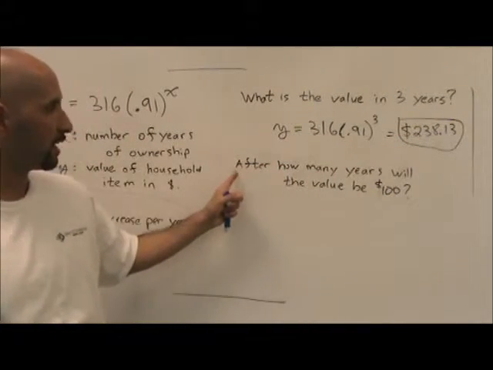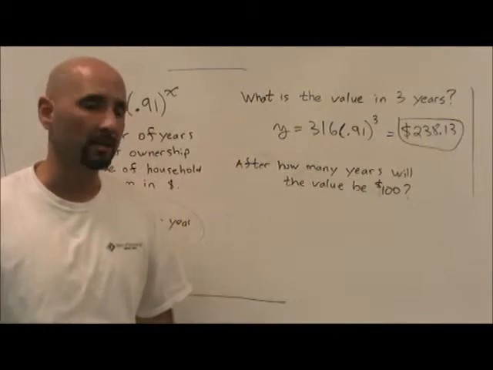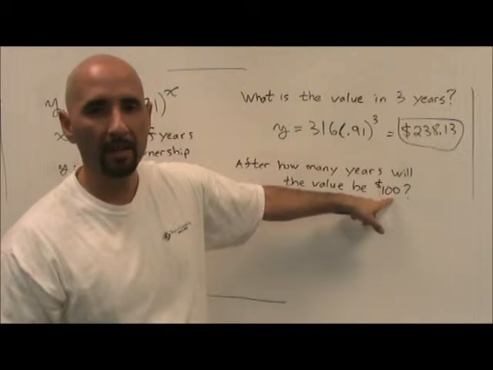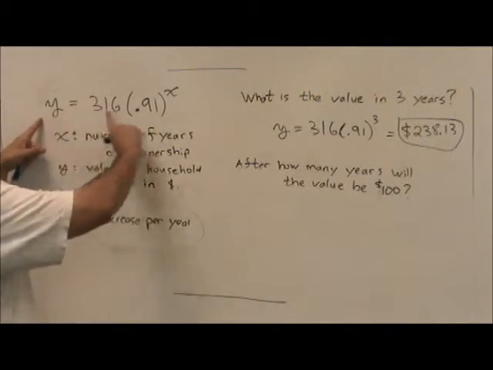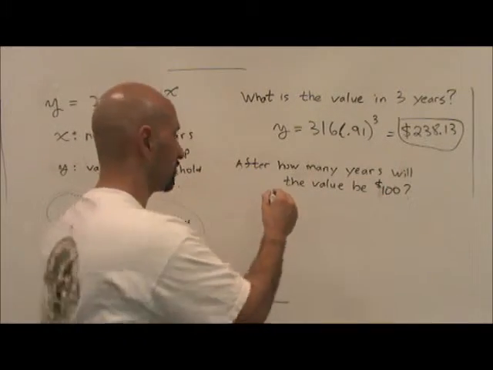Now let's ask this question. After how many years will the value be 100? Now that's not an input value, that's an output value. And so what we do is replace y with 100 here and then solve for x. So we're really solving this equation.